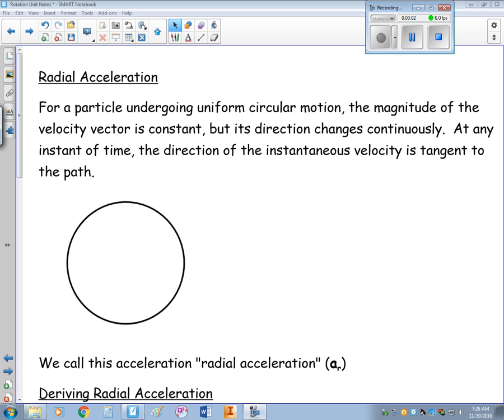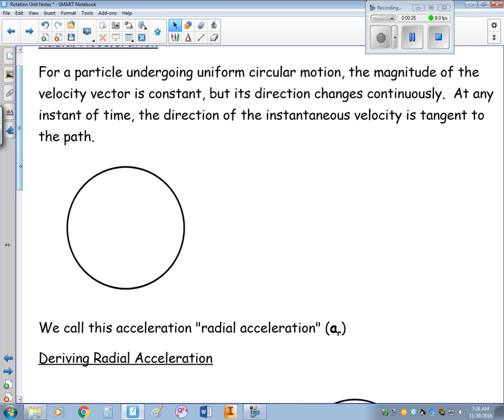Welcome to video 2 for the rotation unit. In this one we're going to talk about something new, radial acceleration. I want you to think about a particle going through uniform circular motion, so it's going in a circle at a constant angular velocity. The magnitude of the velocity vector would remain constant.